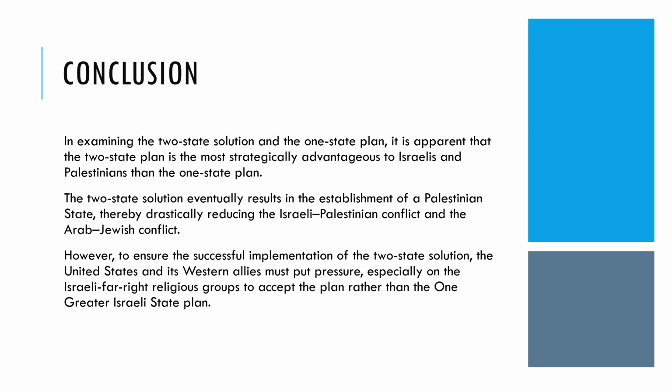The two-state solution eventually results in the establishment of a Palestinian state, thereby drastically reducing the Israeli-Palestinian conflict and the Arab-Jewish conflict. However, to ensure the successful implementation of a two-state solution, the United States and its Western allies must put pressure, especially on the Israeli far right, to accept the plan rather than the one greater Israeli state plan.